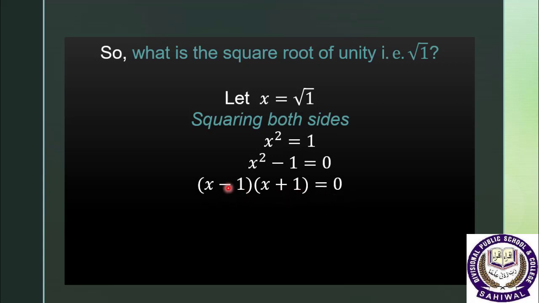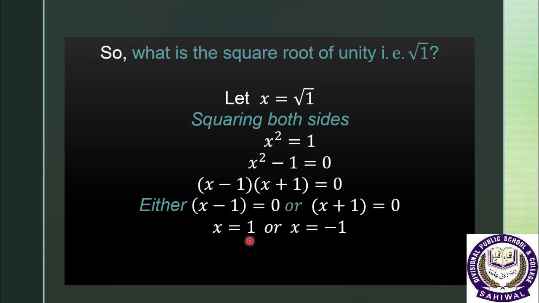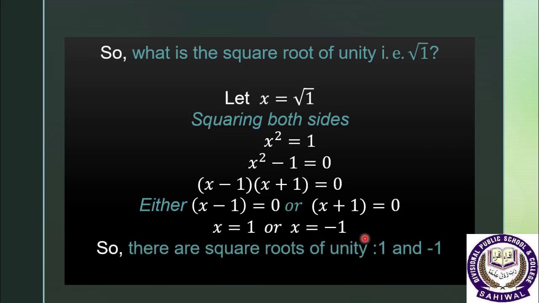So these two are the linear factors, either x minus 1 is equal to 0 or x plus 1 is equal to 0. Solving them for the values of x, we get either x is equal to 1 or x is equal to minus 1. This means that the square root of 1 has two values, either it is equal to 1 or it is equal to minus 1. So it means that the square root of unity is 1 and minus 1.